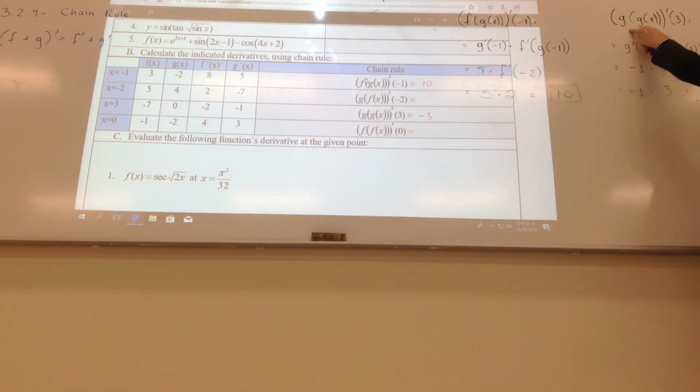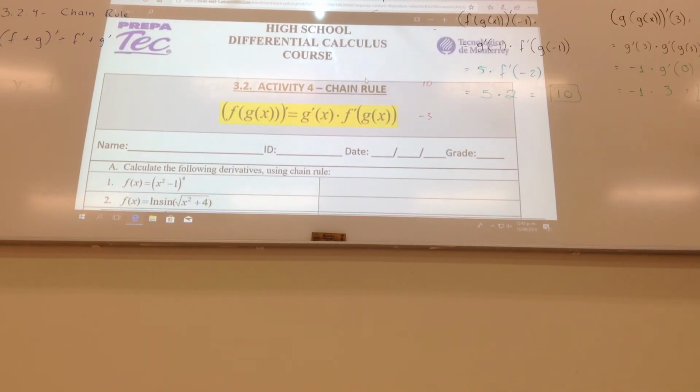The formula: derivative of the inner function and derivative of the outer function. That's the formula. The same formula, but with only this.